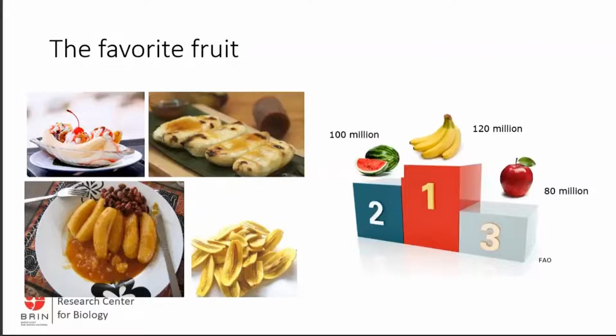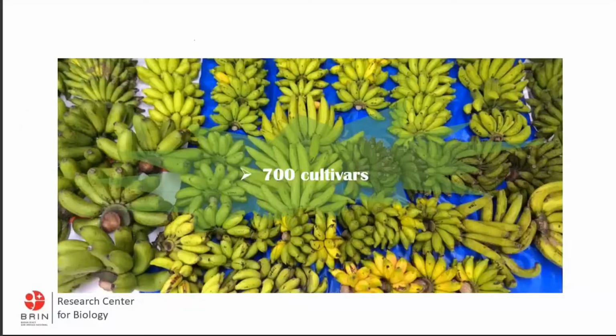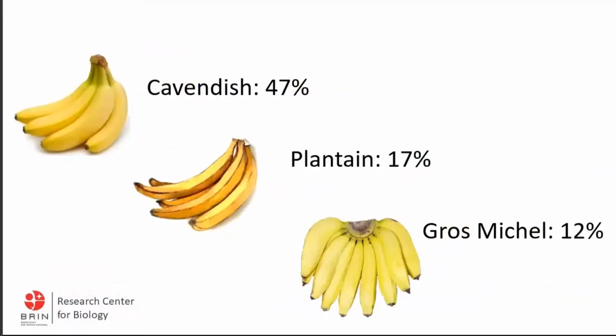Banana is one of the important fruits, the production of which recently exceeds 120 million tons a year. You can imagine the economic value of this fruit. There are more than 700 cultivars around the world with various sizes and flavors, with various genomes from AA and hybrids AB, or from diploid, triploid, and tetraploid. However, only a few cultivars are extensively cultivated. Mostly it is from the Cavendish group, followed by plantain and Gros Michel.